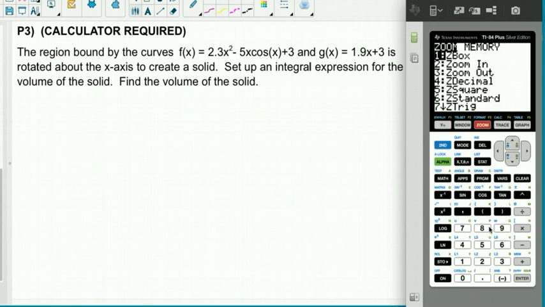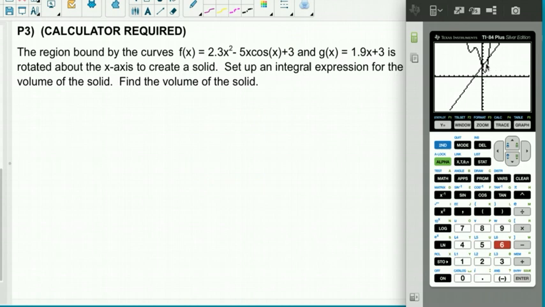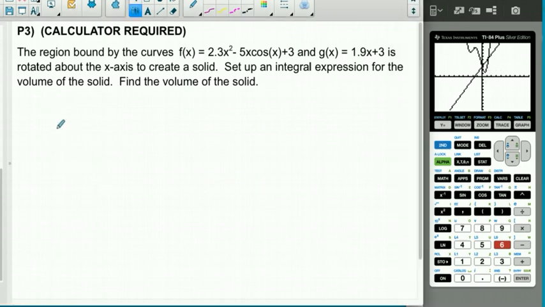And I'm going to zoom 6 because usually I can see things in the standard window. So this is the area that I'm talking about, right? So I have a graph that kind of looks like this and like this. So basically, this is the area that we're talking about, right? And then I'm revolving about the x-axis.